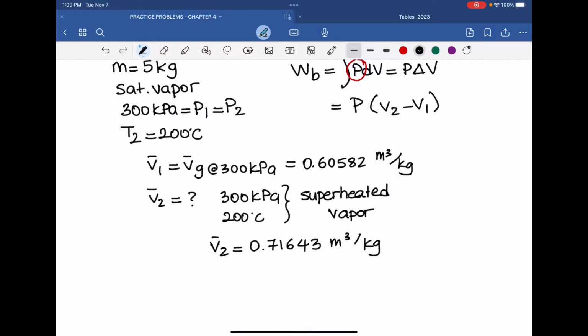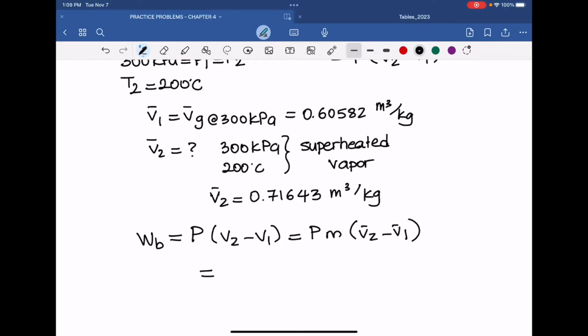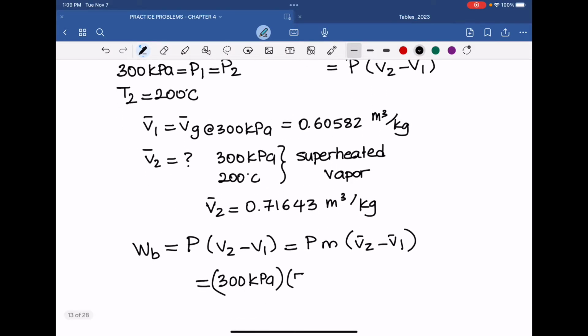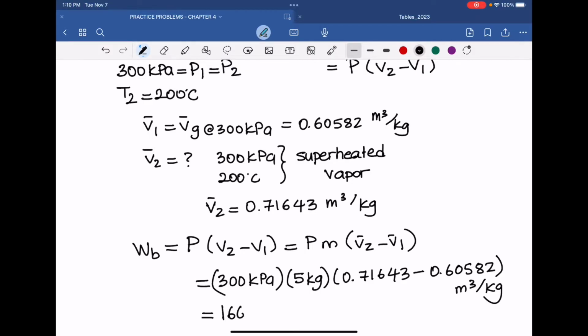All we have to do is then write down our equation, right? We are trying to calculate the boundary work with P delta V, which is mass times specific volume. That's the answer.